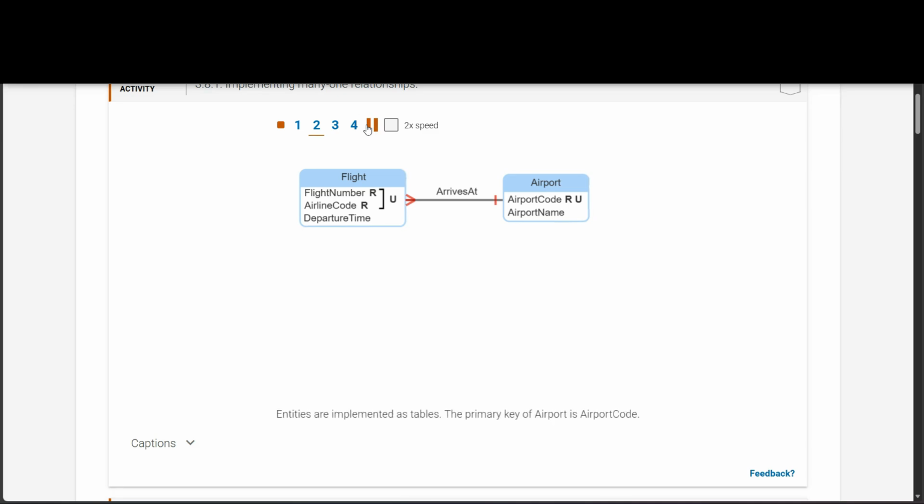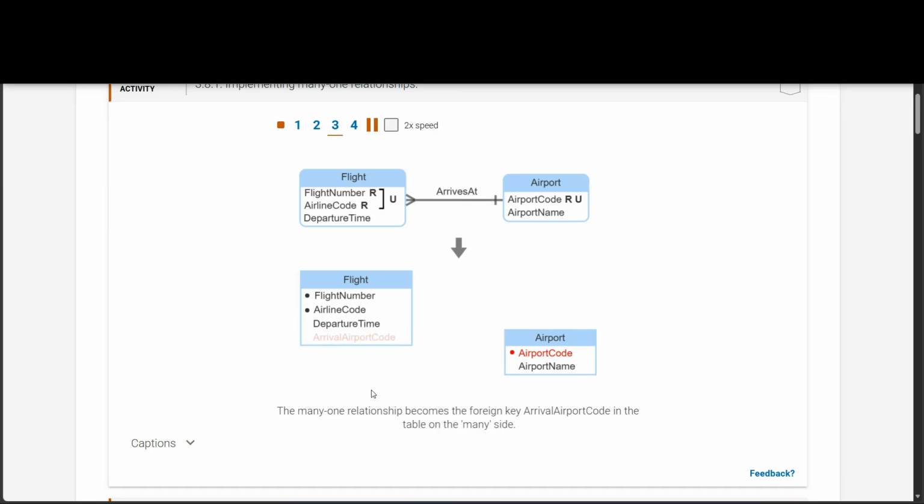Okay? So entities are implemented as tables. The primary key of airport is airport code. So you have flight number, airline code, departure time. It arrives at the airport, and they're implemented as tables. So the primary key of airport is airport code.